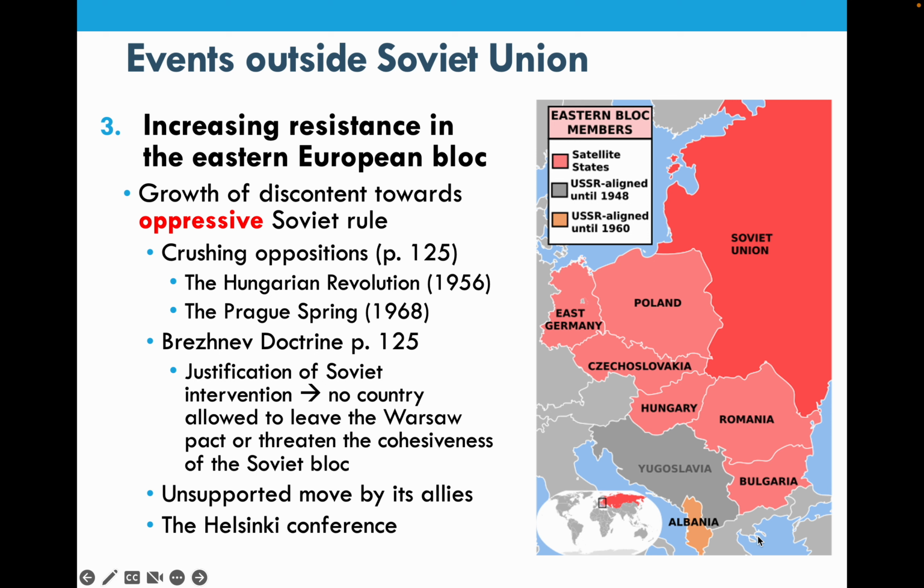This was especially because of the Brezhnev Doctrine, which justified Soviet intervention. The Brezhnev Doctrine stated that no country was allowed to leave the Warsaw Pact or threaten the cohesiveness of the Soviet bloc. However, this did not stop certain dissidents from speaking out against the communist leadership and becoming well known in both their countries and in the West. So we realized that even the communist allies were starting to be against the Brezhnev Doctrine, and starting to be against the Soviet Union itself.